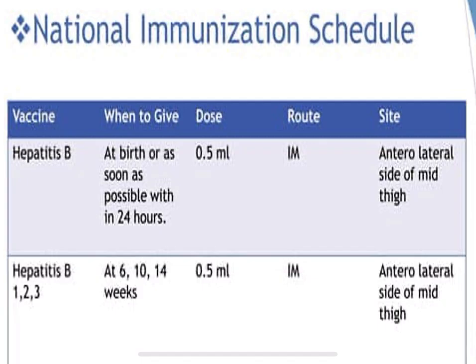Moving further to the national immunization schedule, the birth dose is very crucial. So hepatitis B is given at birth or as soon as possible within 24 hours, because the first dose given at birth is critical. It provides immediate protection against potential exposure to the virus during delivery. Even if the infected mother is delivering, it will give immediate protection to the newborn infant. So the first dose is very critical, and the subsequent doses are given at 6, 10 and 14 weeks.